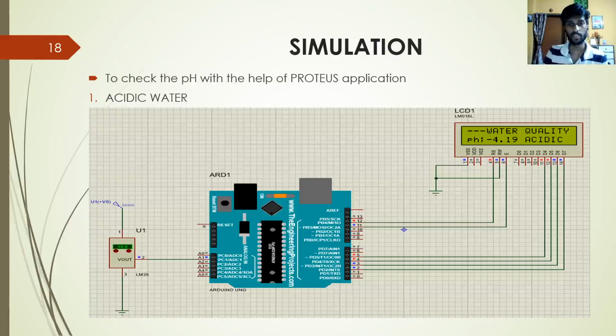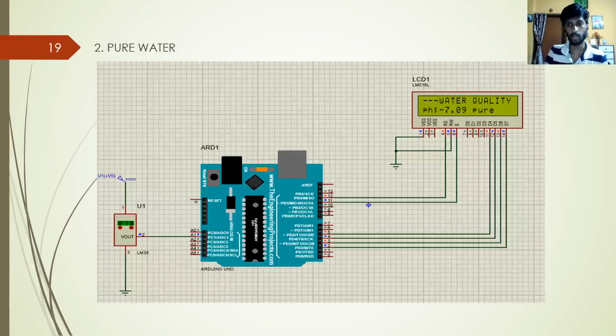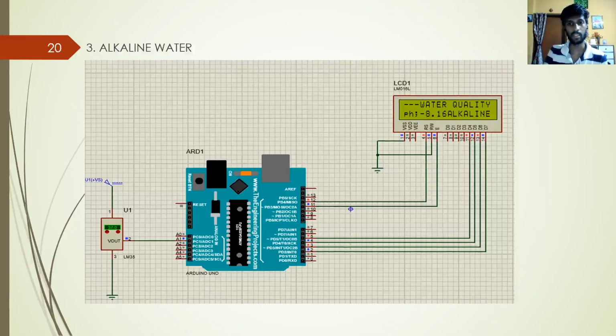Here we can see that for water quality 4.1, it is showing acidic, which is correct. Same goes for the pure water. Here the pure water comes out to be 7, or near it. Then comes the alkalinity, which is beyond 7. It can be 8, 9, up to 14, so it comes out to be correct.